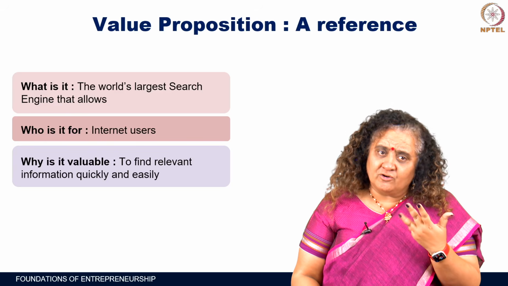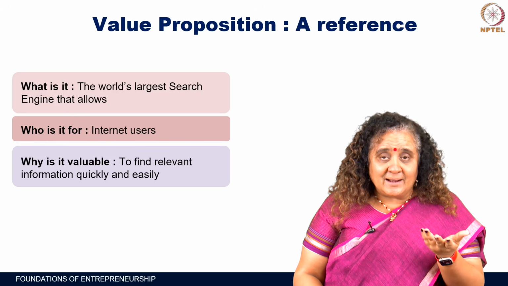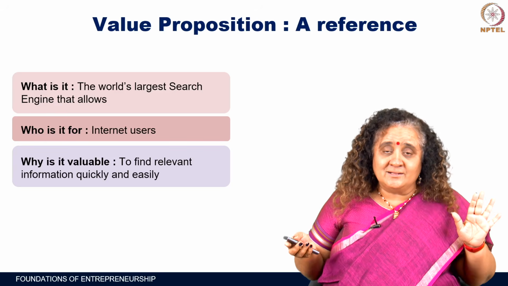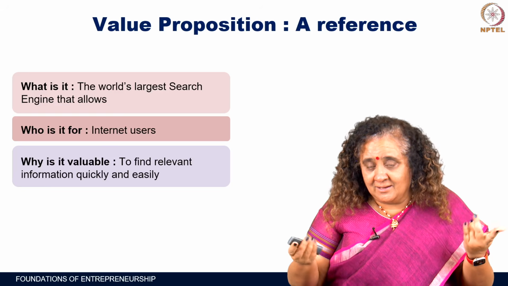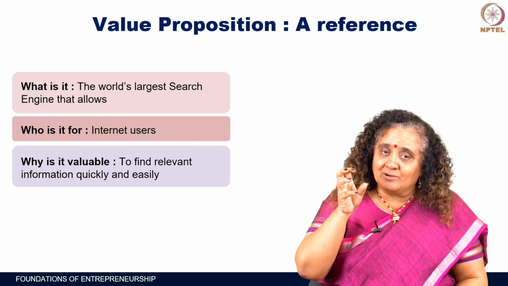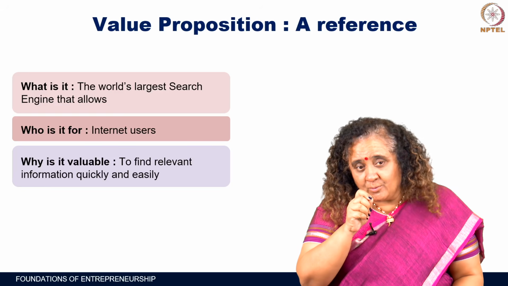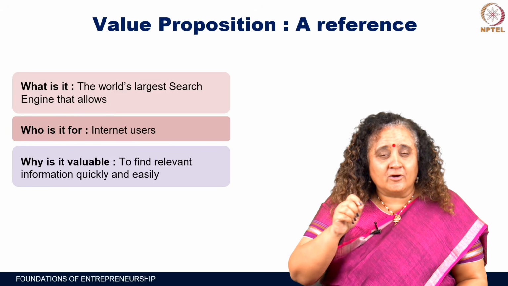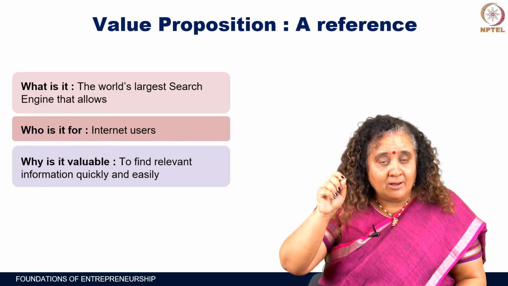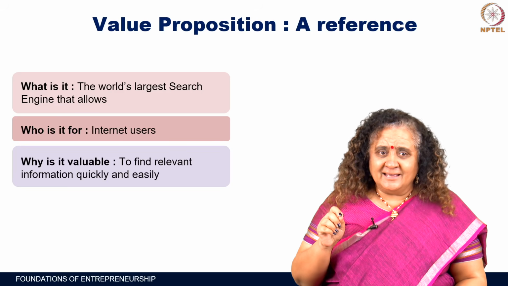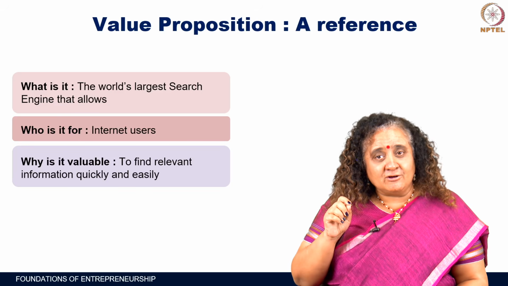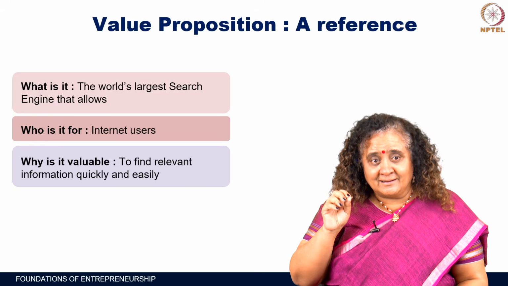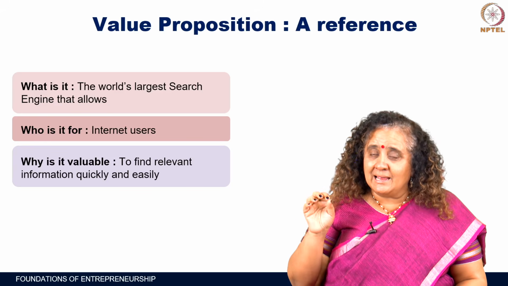Who is it for? It is for all internet users. Now, this is a brand that is so omnipresent that it can perhaps say it is for all internet users. You and I do not have that luxury. We have to target sharper, we have to target narrower. And the most important thing, why is it valuable? The word valuable can come from either being superior or being differentiated. In this case, it is focusing on differentiated. It says that the relevant information is found quickly and easily.